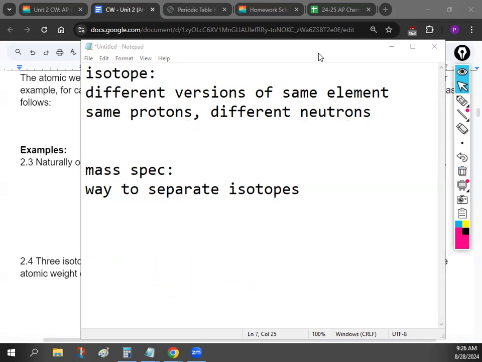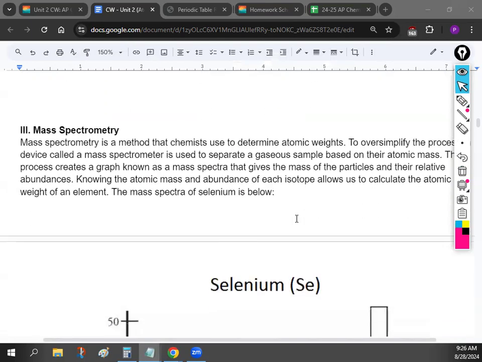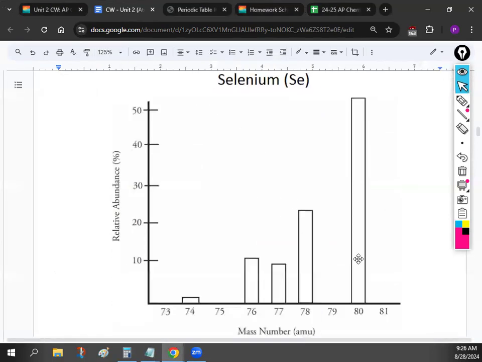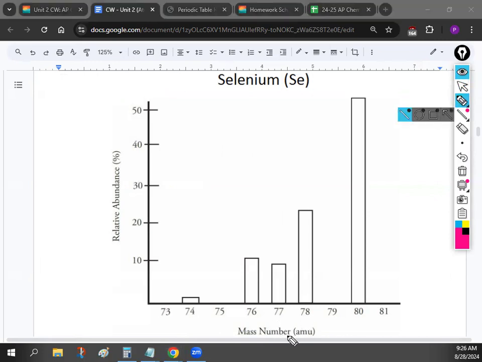And what the mass spec prints out is this. We love graphs, right? Love math. So it's going to produce a graph like this, and let me tell you guys how to read this graph. On the x-axis, I don't know if you guys can see this, it's going to be the mass number or the AMU. So it's going to tell you, is it carbon 12, carbon 13, carbon 14? In this case, we're working with selenium.